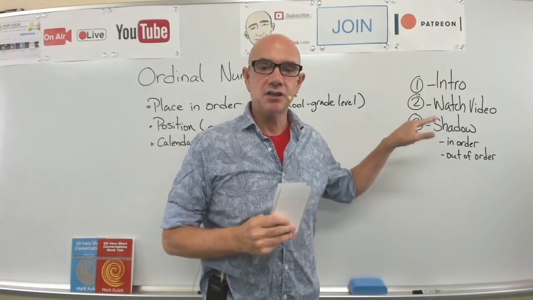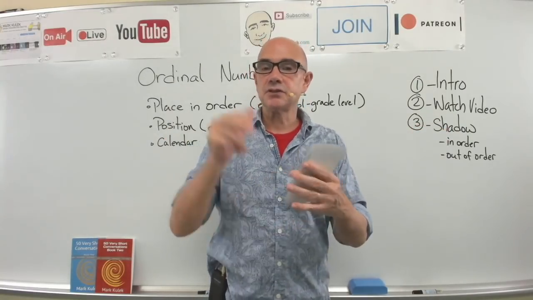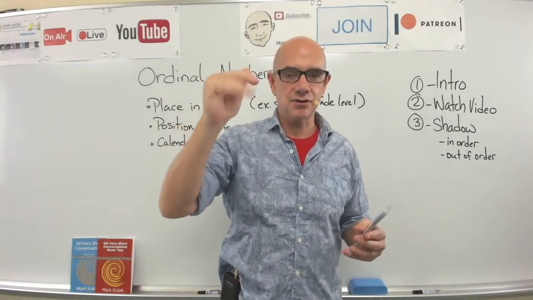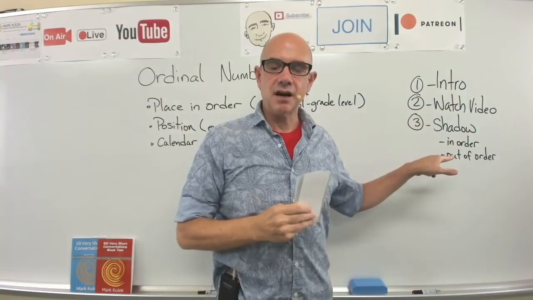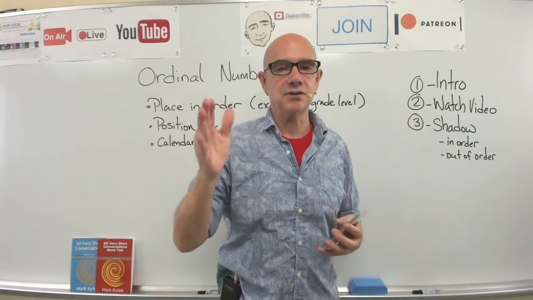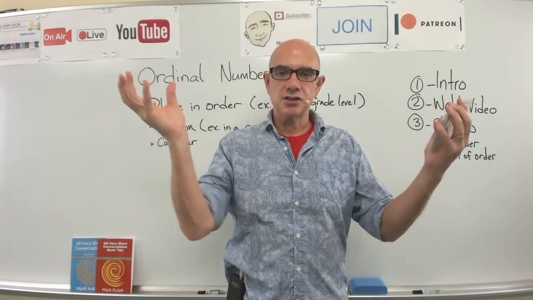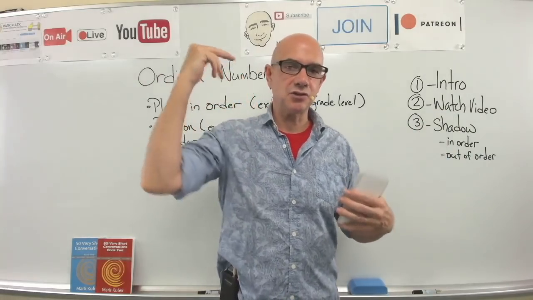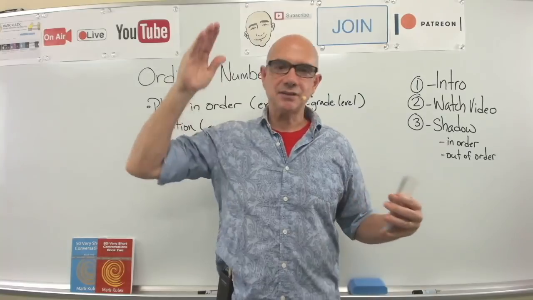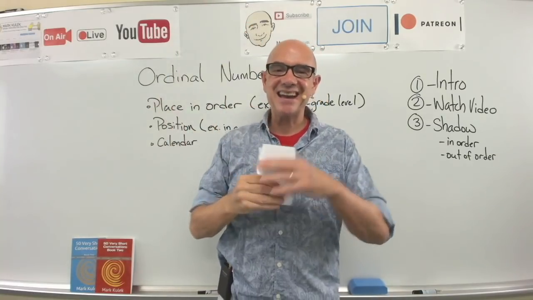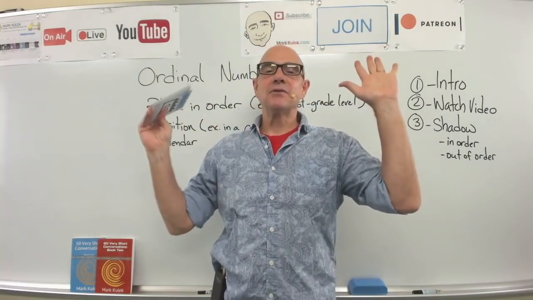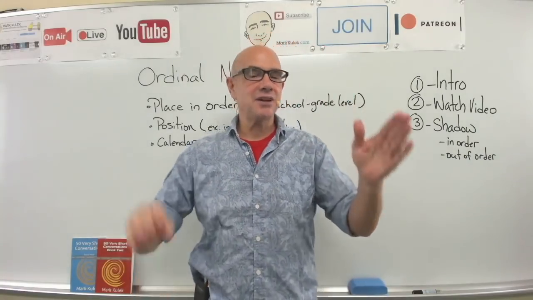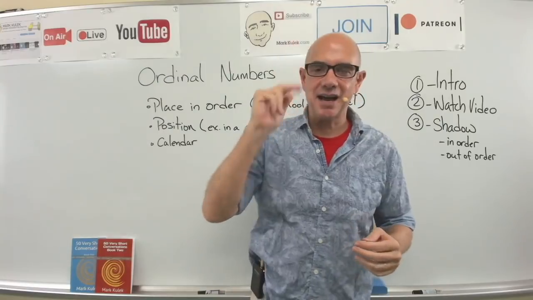And we will first do the shadowing. We'll first shadow the cards in order, right? First, second, third, right? Then we will practice them out of order. We will shuffle the cards, mix them up, so they will not be in order. They will be scrambled. They will be out of order. Okay? Are you ready? Well, wait. I haven't introduced how to use ordinal numbers, have I? No, I have to do that.